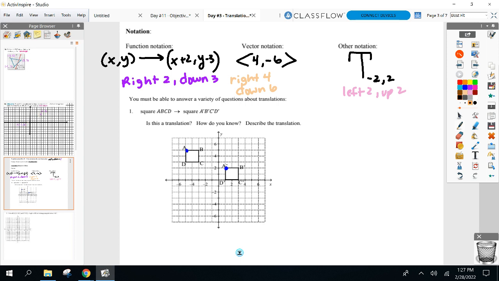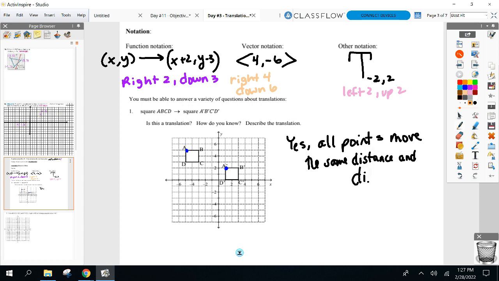And am I going the same direction and distance? Right 6, down 3? Yep. So this is yes. It is a translation. How do you know? Because all points move the same distance and direction. All right, that is a definition of a translation. That all points move the same distance and direction.